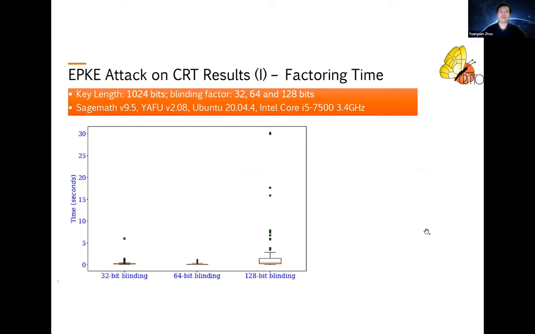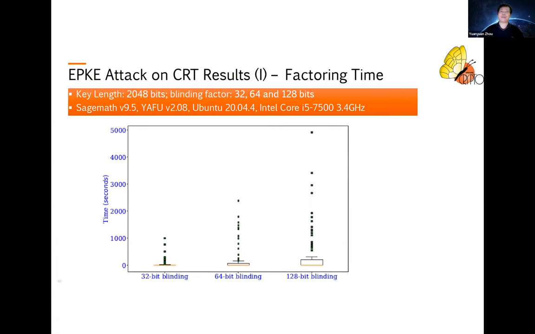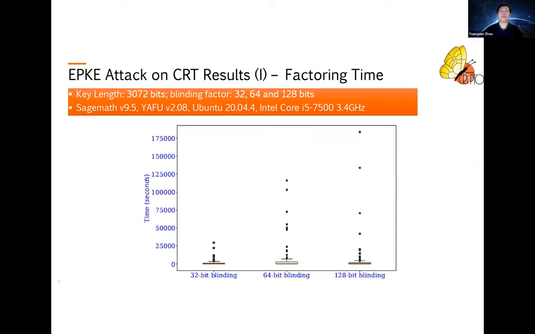More specifically, for this factoring time, the picture I showed here is about 100 experiments with different keys and different blinding factors. As you can see, the factoring time in this case is just within seconds, like 30 seconds or so. This was just a very average PC. And for the 2048 bits key, the factoring time becomes longer, but still within minutes, at most 1.5 hours, though that very rarely happens. And for the longest key, 3072, in this case we need hours or dozens of hours.